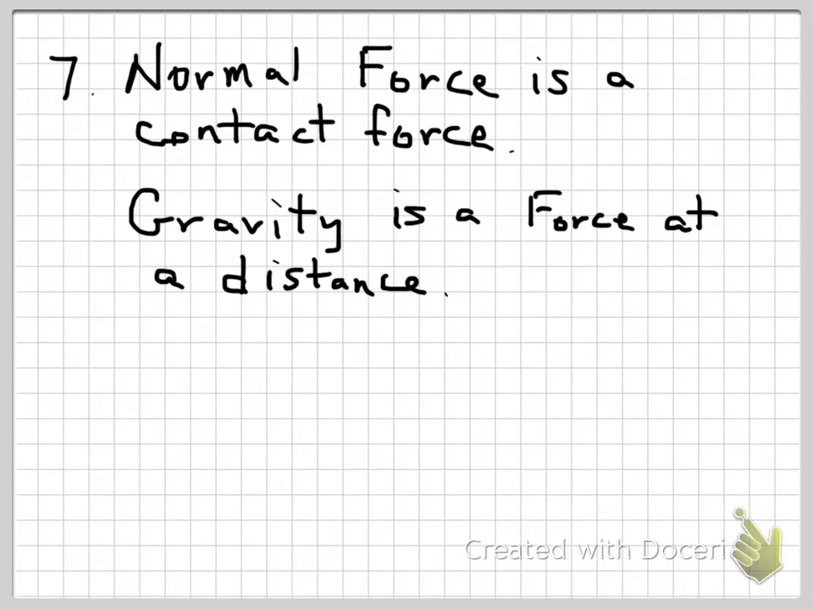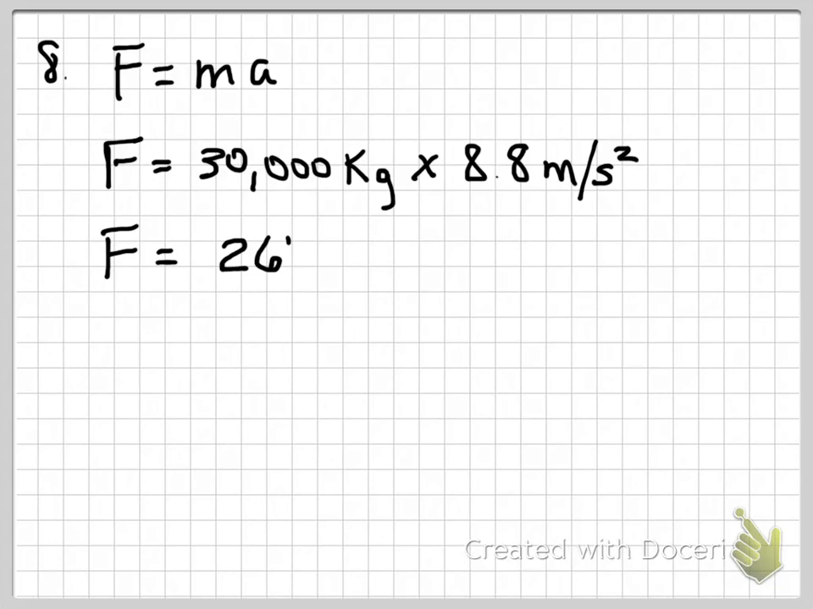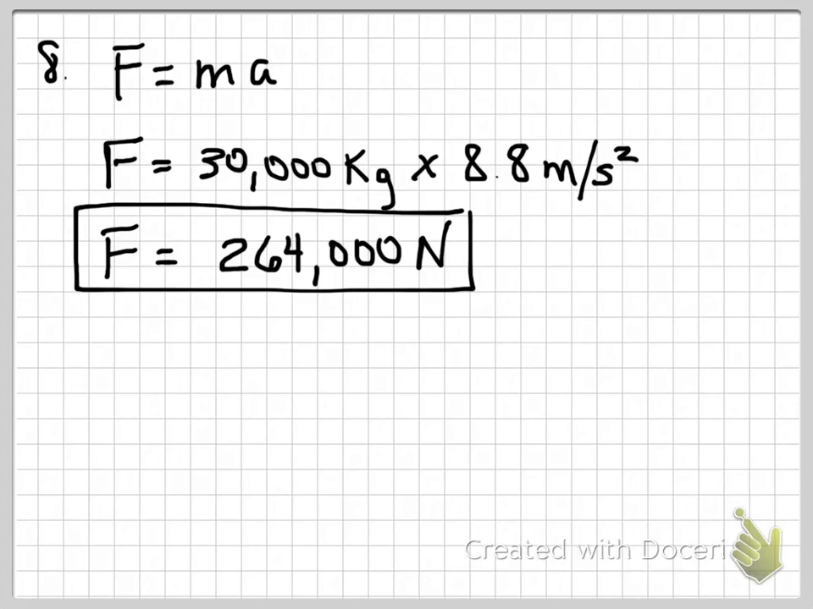All right, on the back, number 8. Again, this is a straightforward one using the force of mass times acceleration. These are our quantities that are given, 30,000 kilograms and 8.8 meters per second squared for your acceleration. When you multiply those together, you get 264,000 newtons.